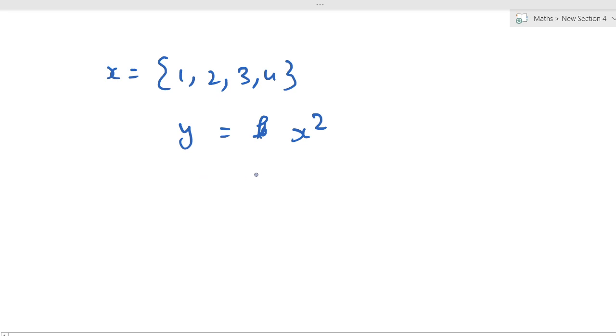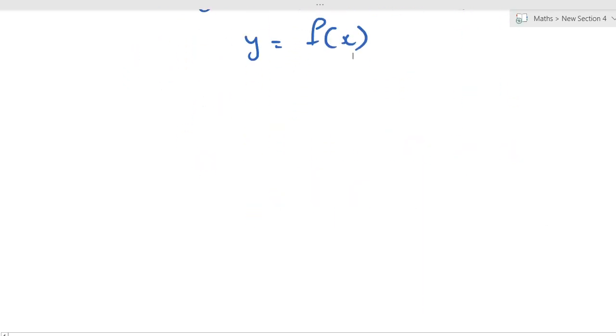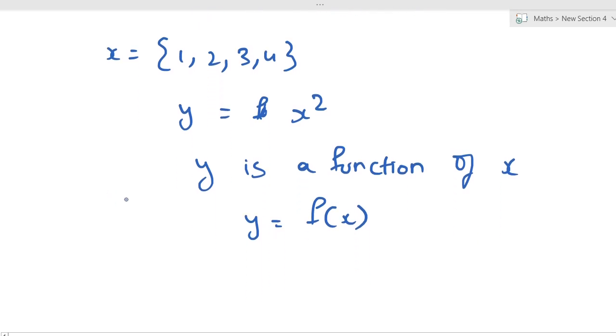So guys, if I say the x values are 1, 2, 3, 4 and y is equal to x square, since y is a dependent variable, we also say y is a function of x. So we write y as f of x. If you find f of x, it is nothing but y. So we know that y is equal to x square and x is equal to 1, 2, 3, 4.